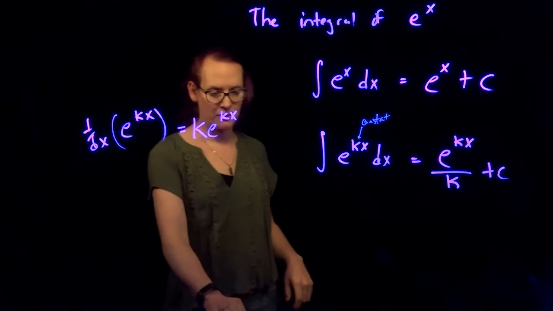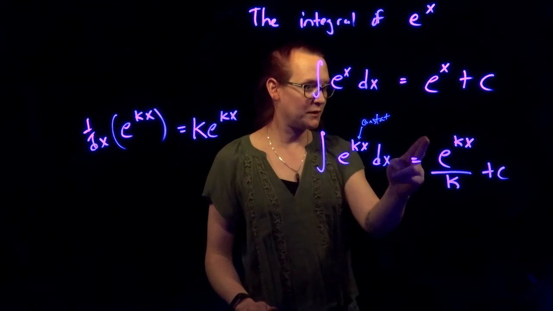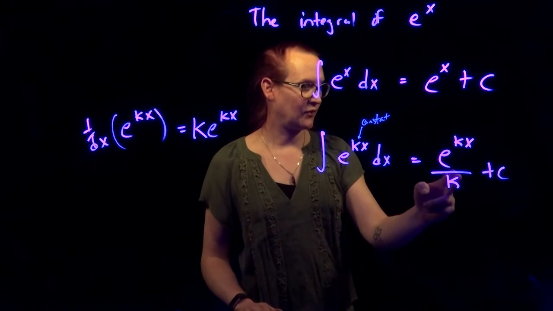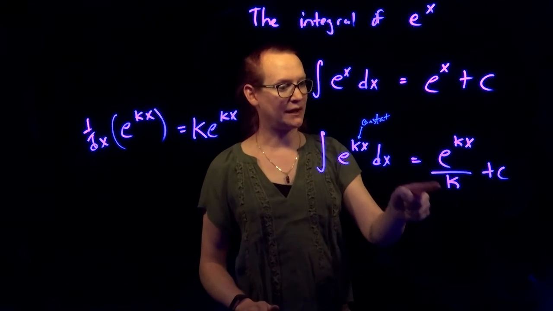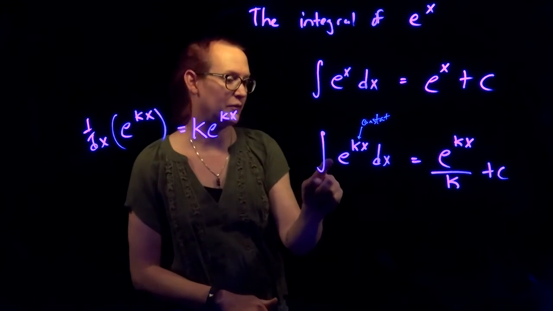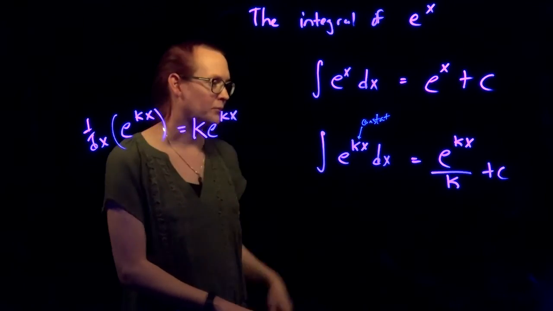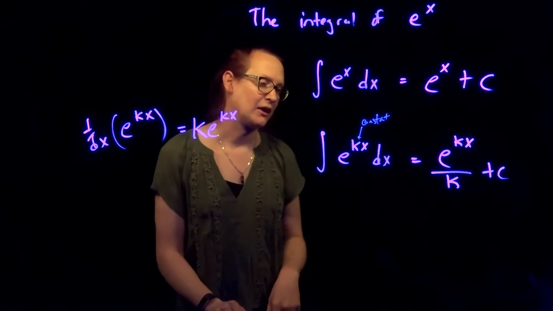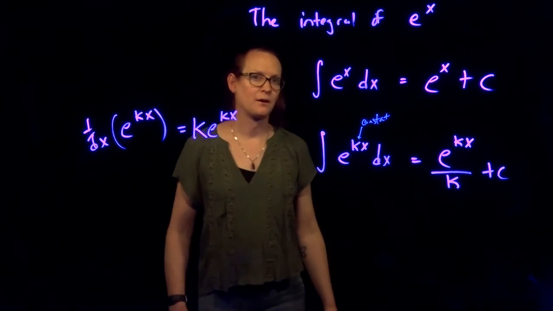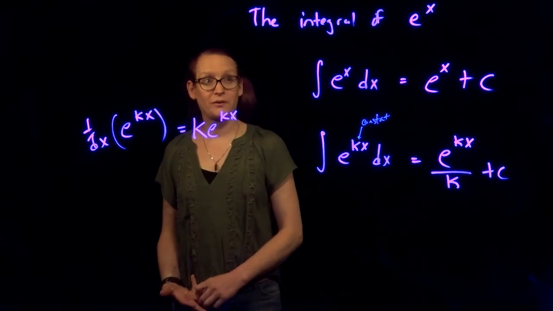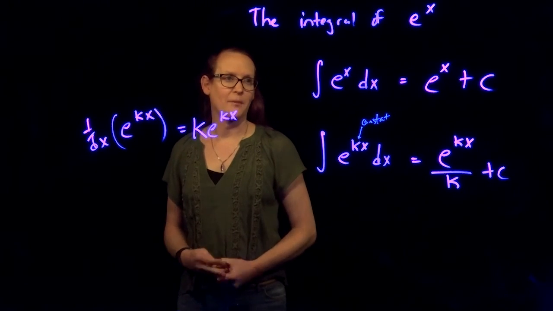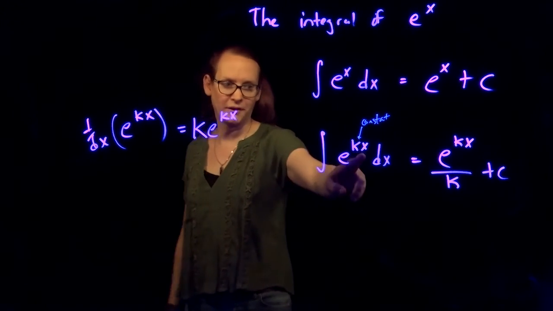Now let's check our work. When I take the derivative of e to the kx, I get a k on the outside. It cancels with this one, and I end up with the coefficient of 1 that I had on this side here. And the derivative of every constant is just 0. So those are the integrals of exponential and exponential with a linear function right here.